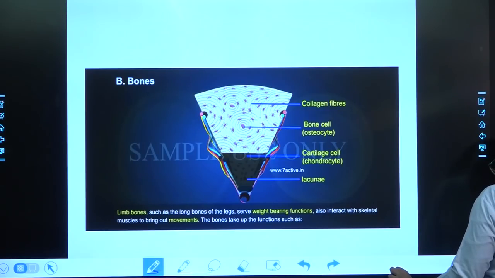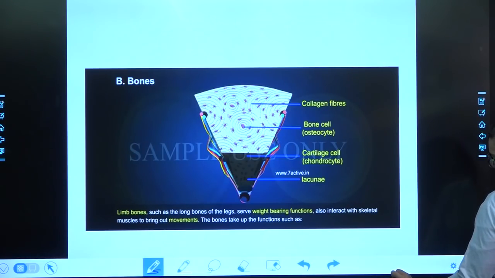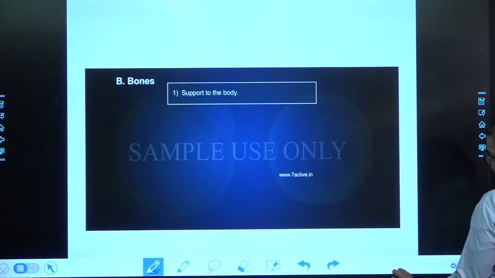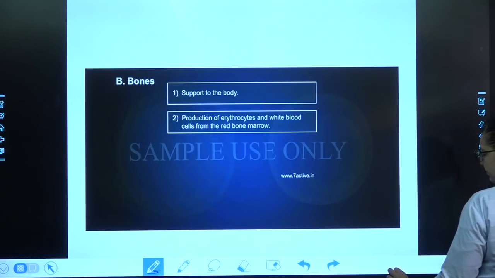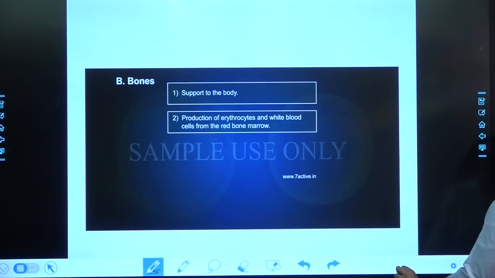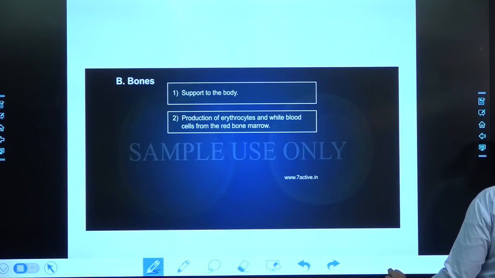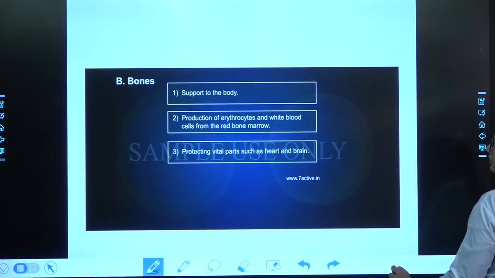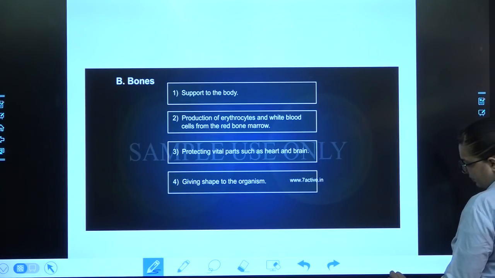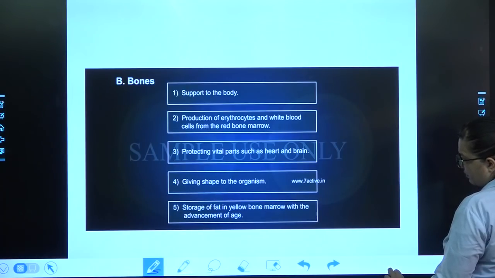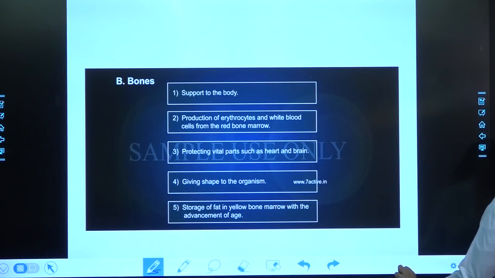Limb bones, such as the long bones of the legs, serve weight-bearing functions. Also interact with skeletal muscles to bring out movements. The bones take up the functions such as 1. Support to the body. 2. Production of erythrocytes and white blood cells from the red bone marrow. 3. Protecting vital parts such as heart and brain. 4. Giving shape to the organism. 5. Storage of fat in yellow bone marrow with the advancement of age.